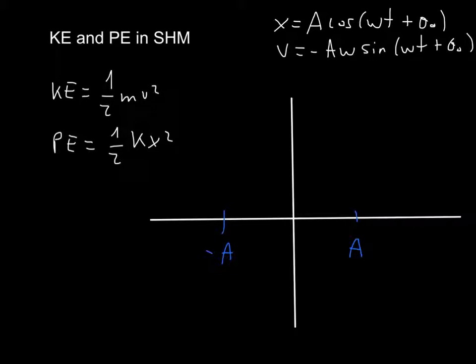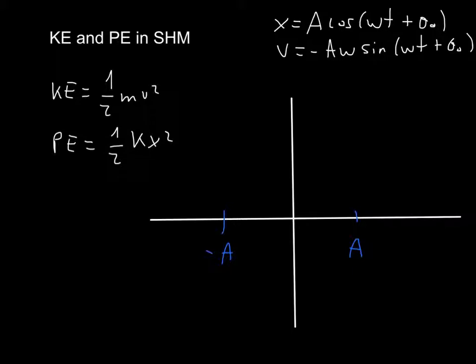Alright, so now it's time to use what we just learned in order to figure out how the energy of something that's moving in simple harmonic motion varies. Okay, so what we need to remember is that this thing, so if this is the amplitude, this thing is moving like that, right?